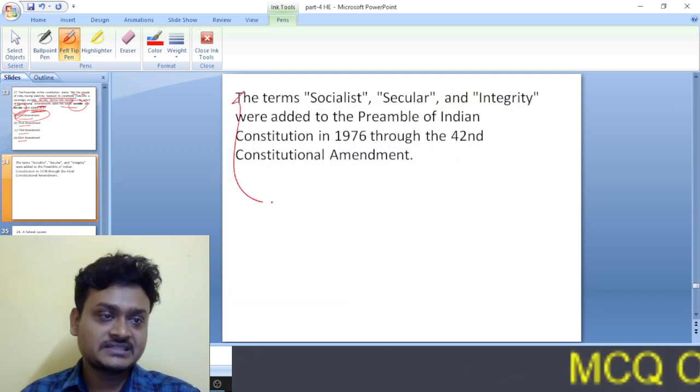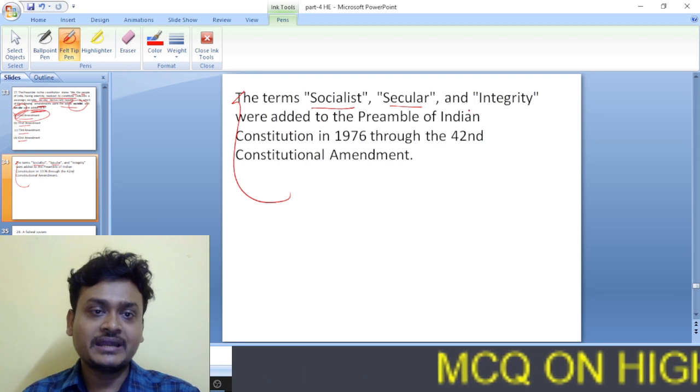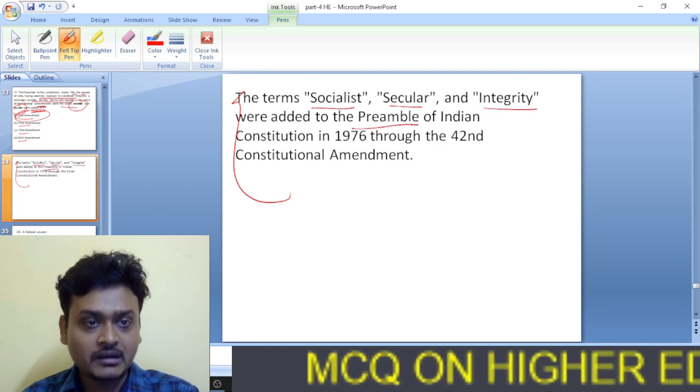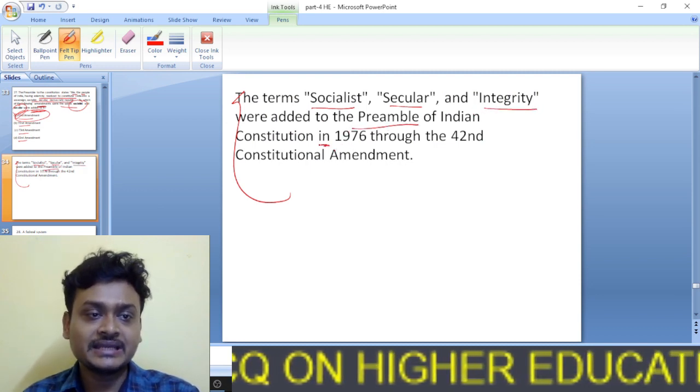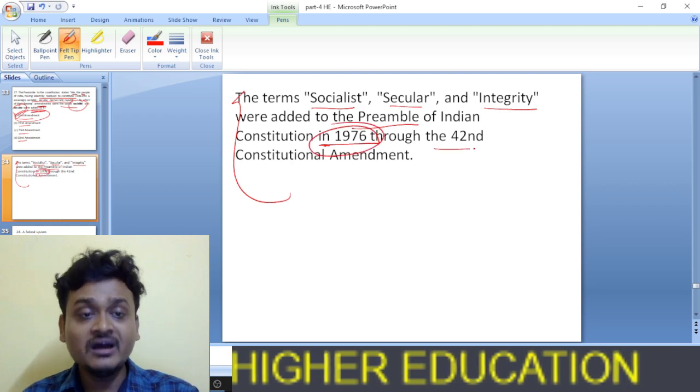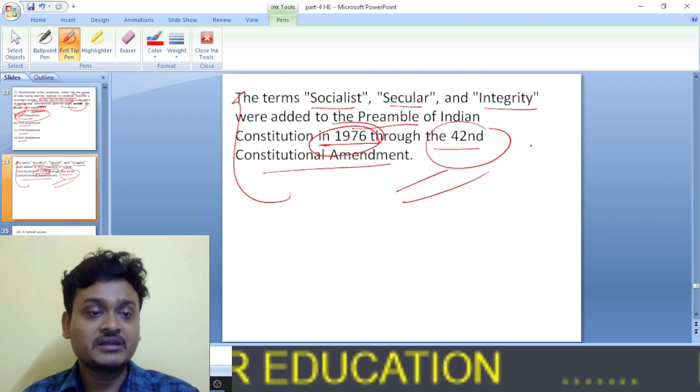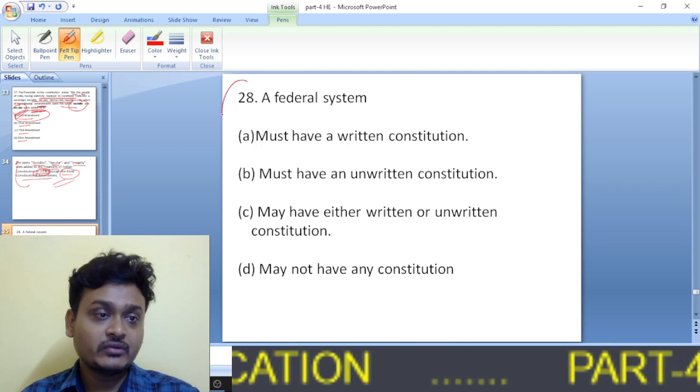And here is the explanation. The terms socialist, secular and integrity were added to the preamble of Indian Constitution in 1976 through the 42nd constitutional amendment.